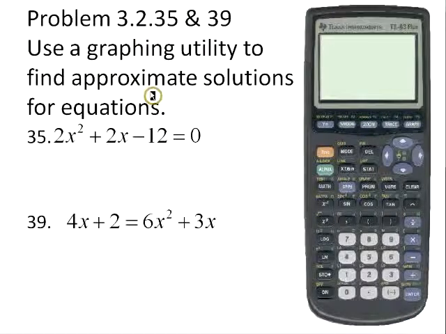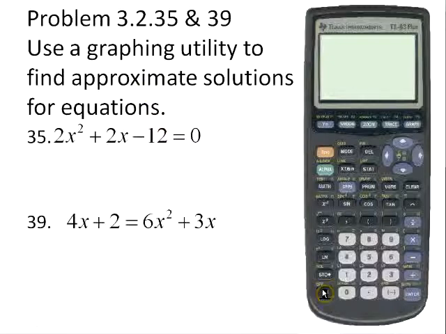We are going to be looking at two problems from section 2 of chapter 3. I've chosen these two to demonstrate two different techniques for using our graphing utility, in other words, the TI-83 or 84 calculators, to approximate solutions for equations. The first of these two problems is number 35. I have the equation written here: 2x squared plus 2x minus 12 equals 0.